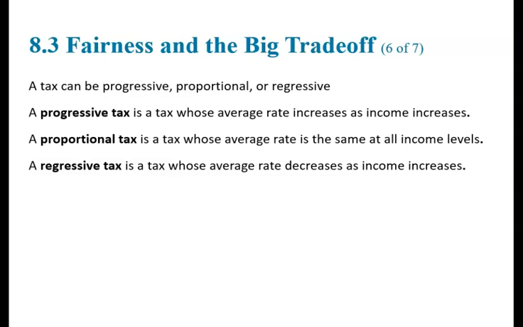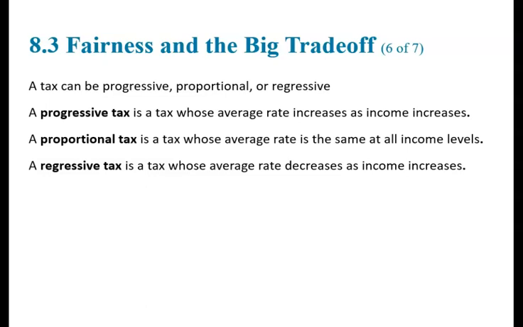So the taxes can be progressive, they can also be proportional or regressive. What it simply means is that if a tax is a progressive tax, the average rate increases as income increases. If it's a proportional tax, the average rate remains the same at all income levels. And if it is a regressive tax, the average rate decreases as income increases. So there's usually a lot of debate about what taxes are regressive taxes.